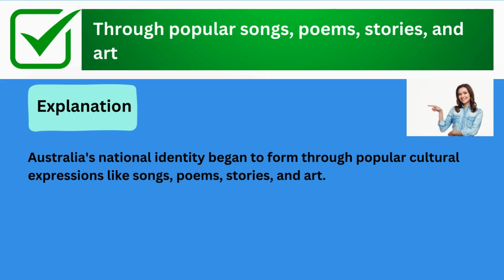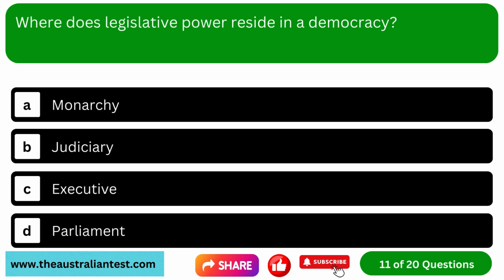The correct answer is through popular songs, poems, stories, and art. Explanation: Australia's national identity began to form through popular cultural expressions like songs, poems, stories, and art. Question 11. Where does legislative power reside in a democracy?